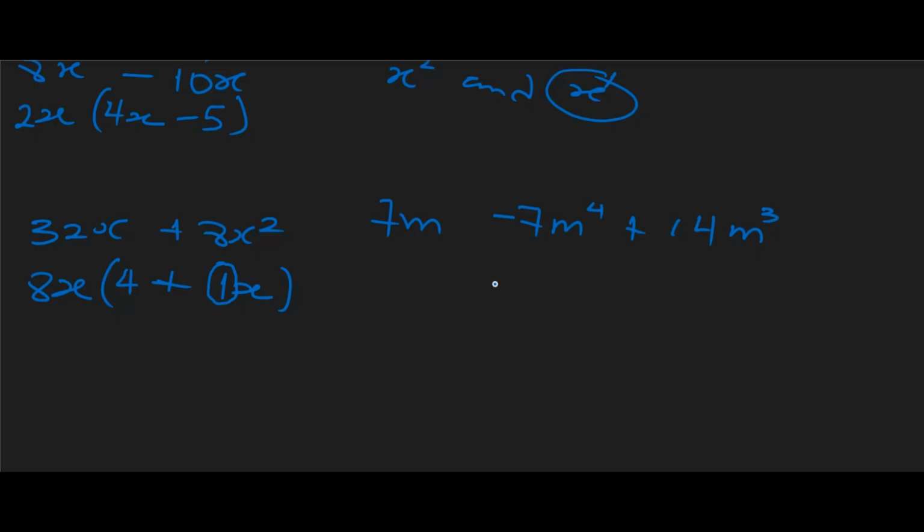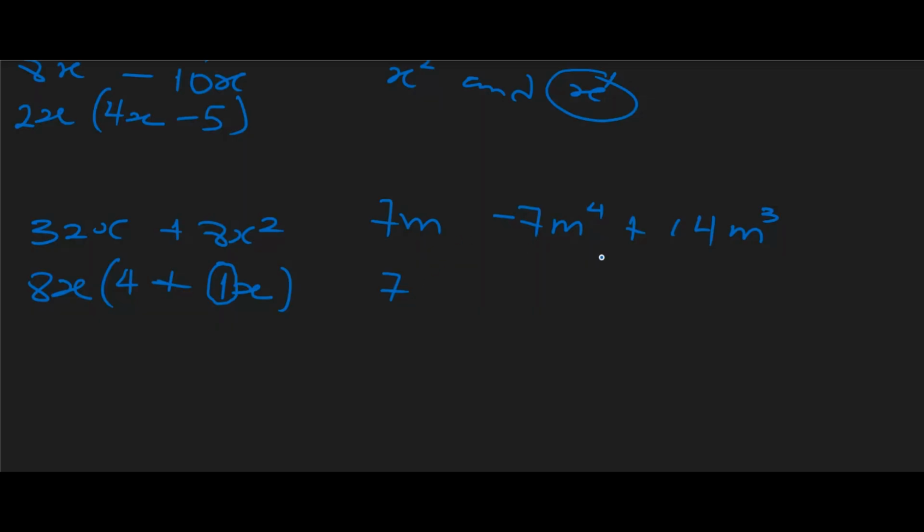How do we factorize this one? We have 3 terms here. We're going to use the same approach. Let me consider the numbers first: 7, 7, 14. The highest common factor for 7 and 14 is going to be 7. That is obvious. Let's come to the letters.